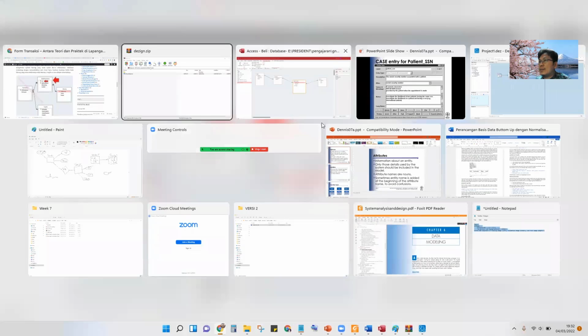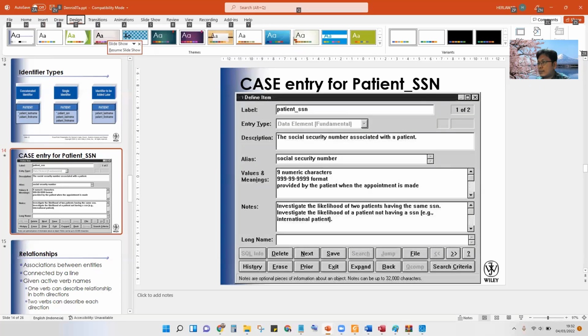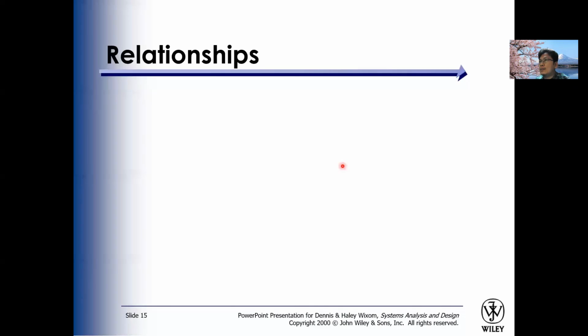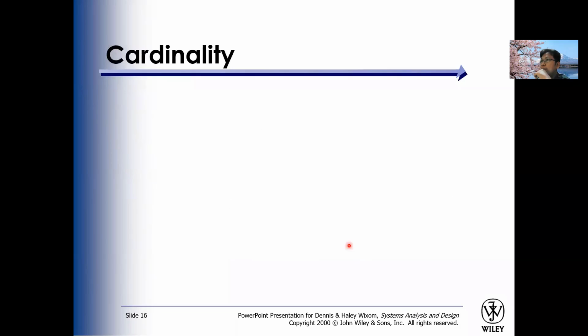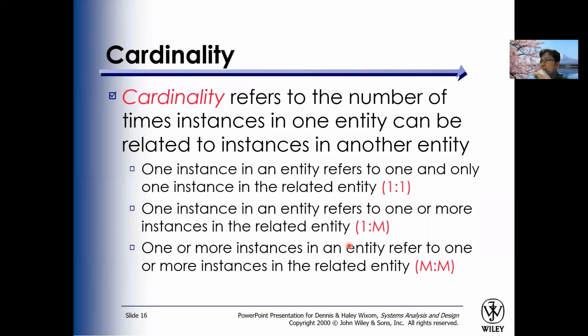Okay, we continue to the slide. The relationship is drawn using a line without an arrow. Give it an active verb, so you do not use passive, use active verbs. One verb can describe the relationship in both directions. You can use two verbs to describe its direction. And this is the cardinality. Cardinality refers to the number of instances.